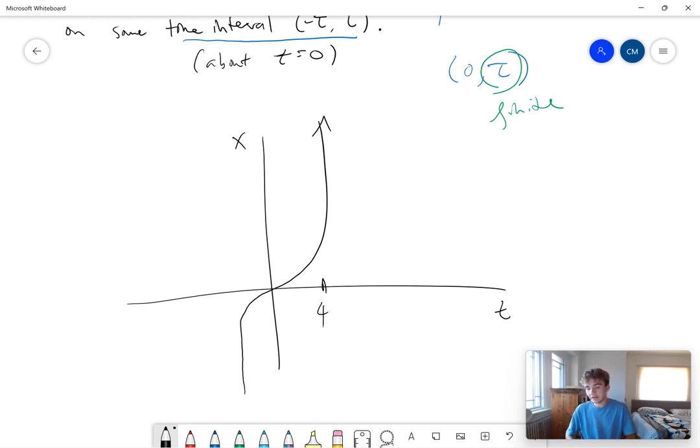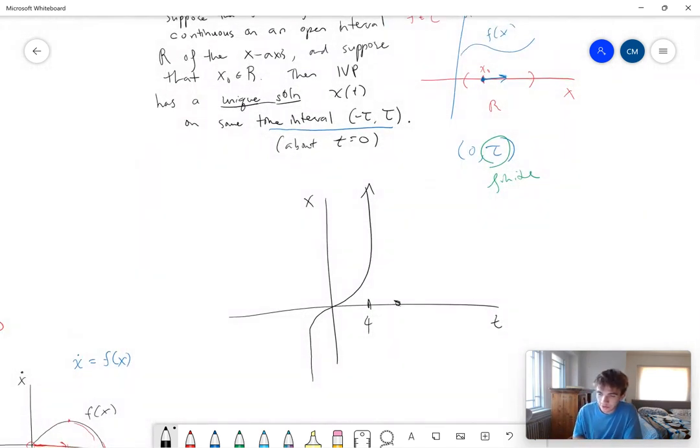But the basic idea is there are specific cases where after, in this case, after time equals 4, it's totally undefined, like what's happening here, because of the properties of this differential equation, we've shot off to infinity so fast that we've literally reached infinity in finite time. Okay.